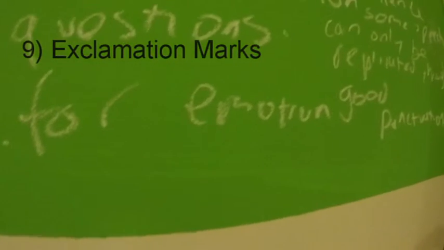Number 9, exclamation marks. For emotion. Hey, don't do that! Come back here! He stole my bike! I don't know! But that's what an exclamation mark is.